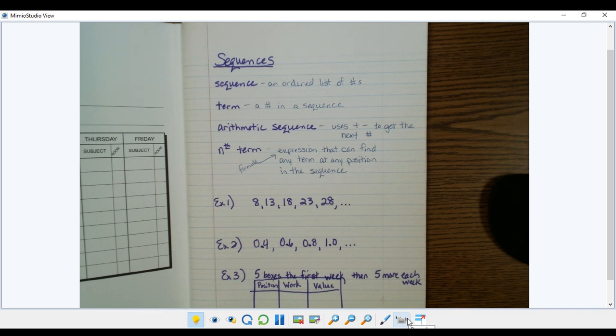So today we're going to talk about sequences. I'm sure that you have done them over the years, patterns, things like that. It's a real fun topic in elementary school. But now we start adding some algebra into it and working with some more sophisticated types of sequences.